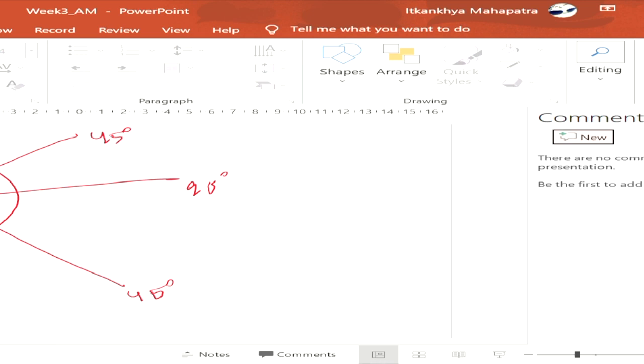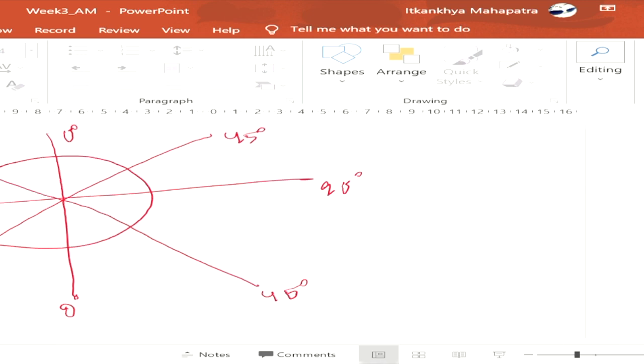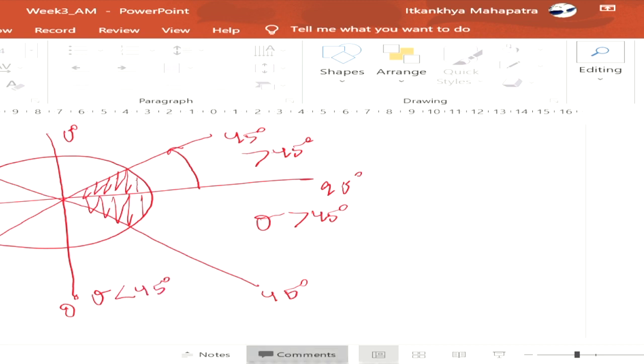Now after dividing into more parts, we see that from here, if we consider 0 degree, this is 45 degree, this is more than 45 degree. So this part will need support. Now here theta is greater than 45 degree, this part will also need support. Here theta is less than 45 degree, here theta is less than 45 degree, here theta is greater than 45 degree, we will need support. Here theta is greater than 45 degree, we will need support.